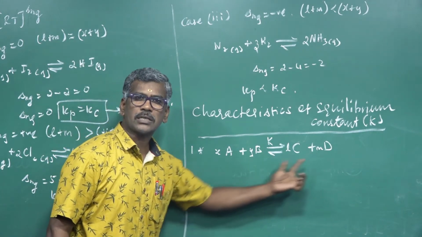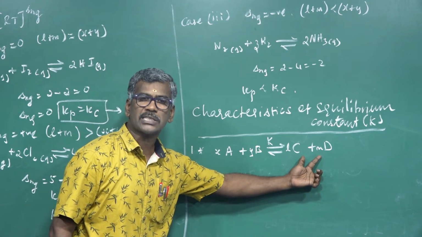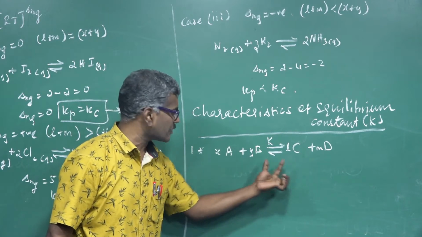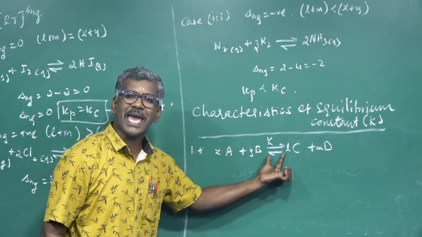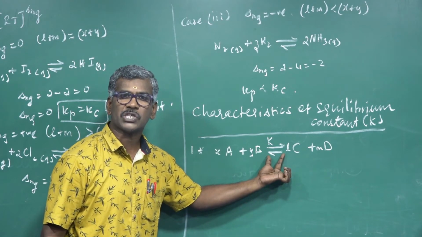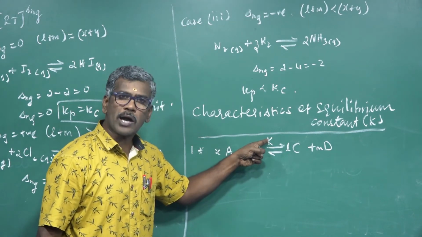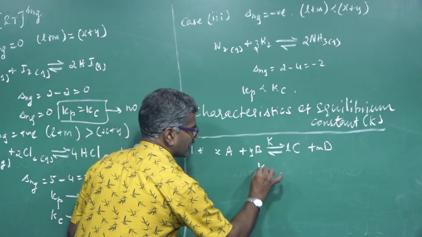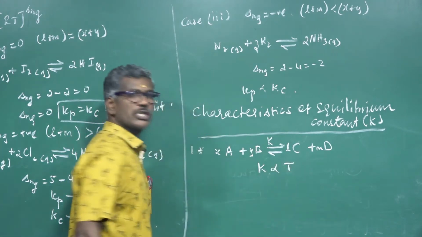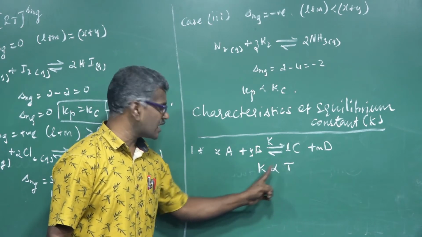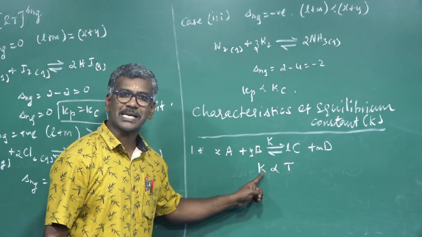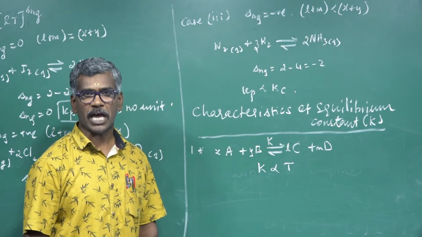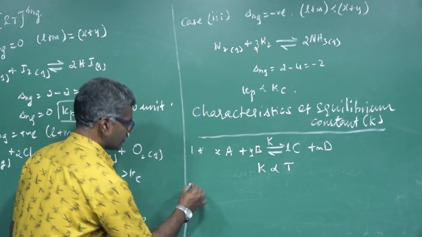The concentration of the reactant and concentration of the product does not change at constant temperature, pressure, catalyst. Equilibrium can be changed with concentration, temperature, pressure. Equilibrium constant depends only on temperature. K is directly proportional to the temperature. If temperature increases, the equilibrium constant also increases. This is explained in terms of endothermic and exothermic reactions. This is point number 1.